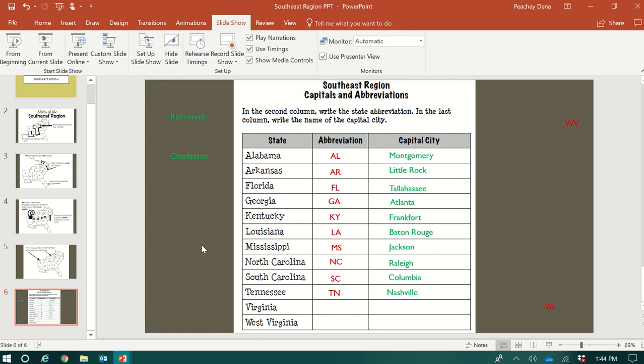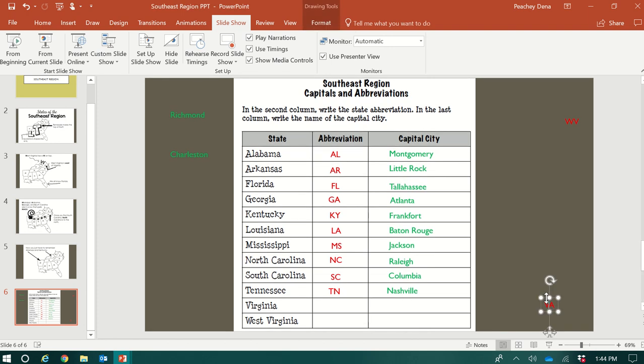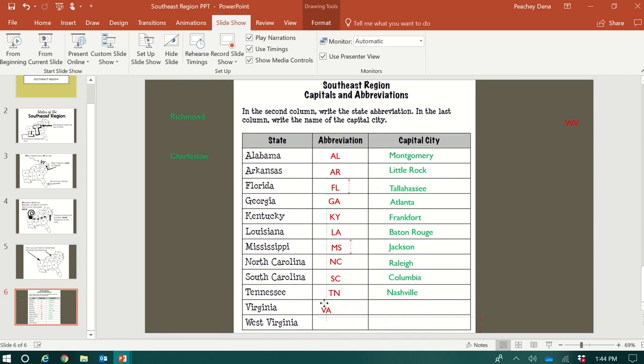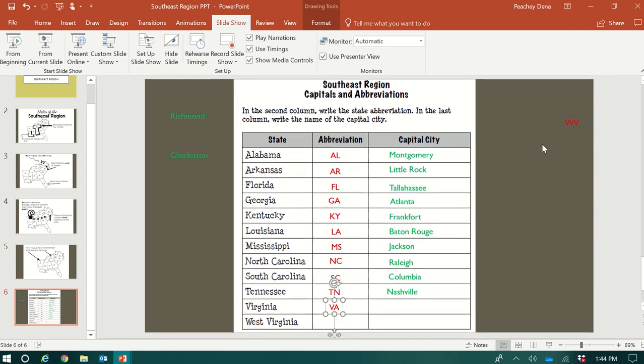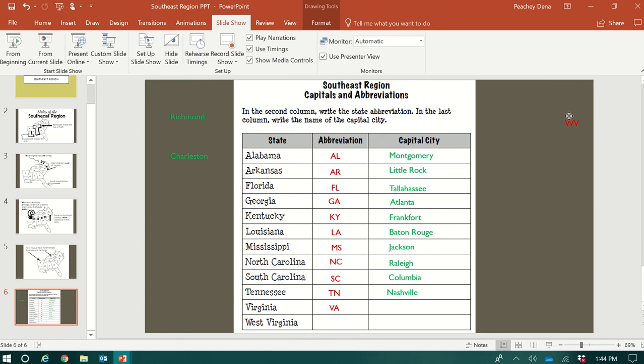Okay, we got two left, Virginia and West Virginia. So of course, Virginia, it's the first letter and last letter, VA. And so then West Virginia, the abbreviation is going to be WV for each word, West Virginia. And then you've got two capital cities here, Richmond and Charleston. So which one goes with Virginia? If you said Richmond, you are correct.